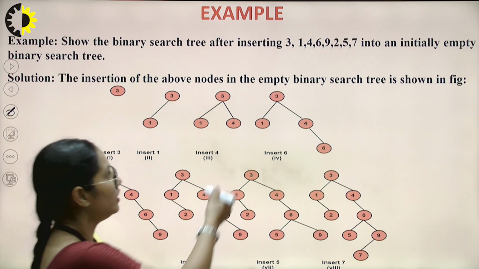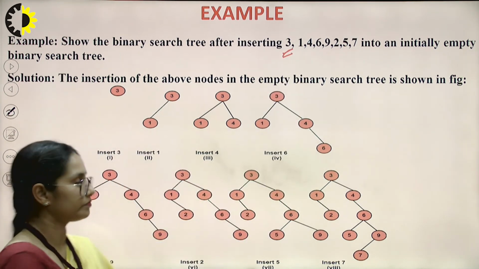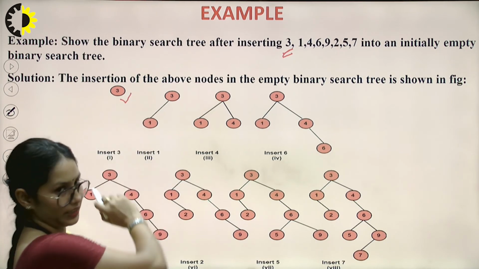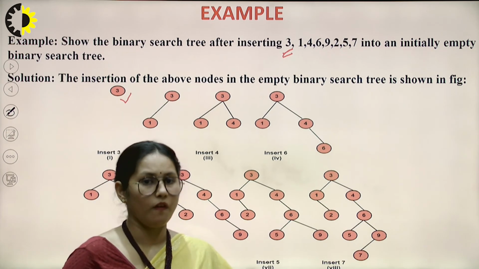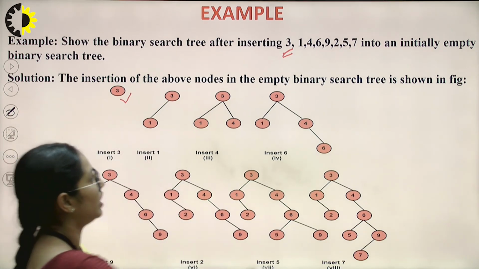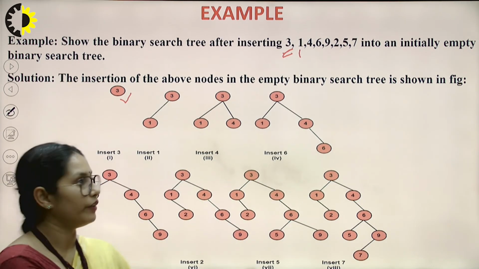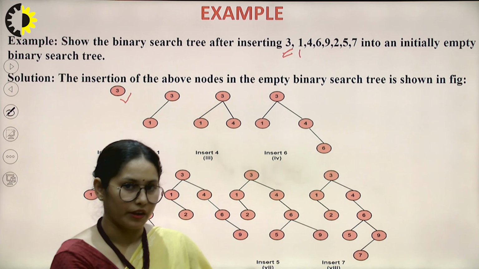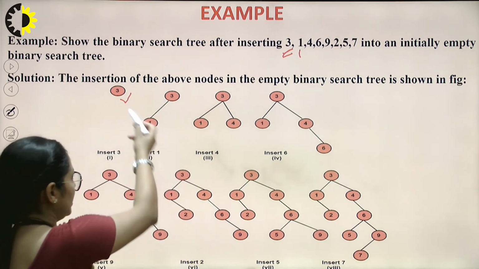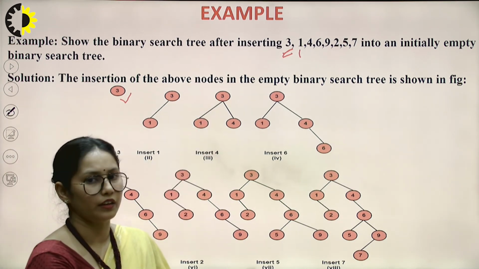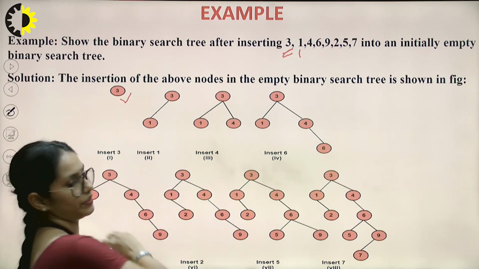So here the first element is 3, and 3 is my root node. I start from 3, which is inserted because there is nothing to compare it to. So 3 will be your root node. Now what is the next one? That is 1. If I want to insert 1, I have to compare it with the root node, which has the value 3. So 1 will be compared to 3. 1 is lesser, so 1 will be inserted on the left side.